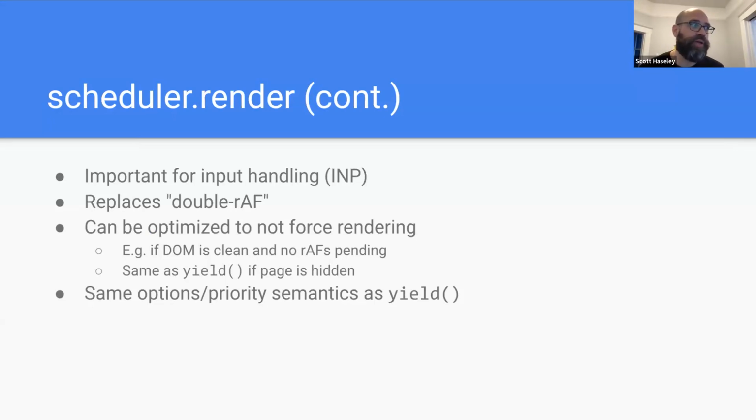It can also be optimized, unlike the double RAF, where if the DOM is clean and there's no RAF pending, you may be able to just not schedule the frame and continue with the yield right away. And with the page hidden, this would act just like yield, because in that case, there's not going to be a rendering update, so there's no need to wait on it. And then functionally, the same options and priority semantics as yield has.